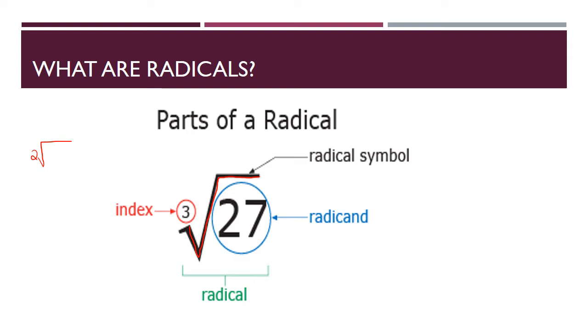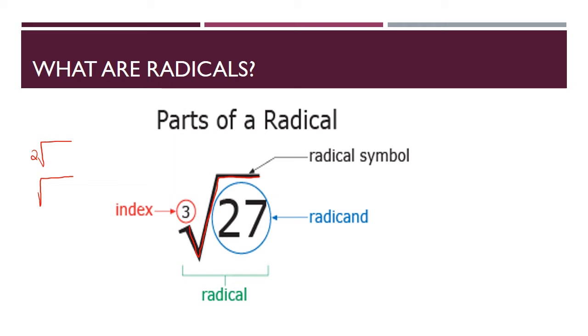And sometimes square roots also have no index numbers, because when we have no index number in the radical, that's an indication of a square root. And in this example, we have an index number of 3, which means that this is a cube root. The third part of radicals is the radicand, and the radicand is the number inside the radical. So in this case, 27 is the radicand.